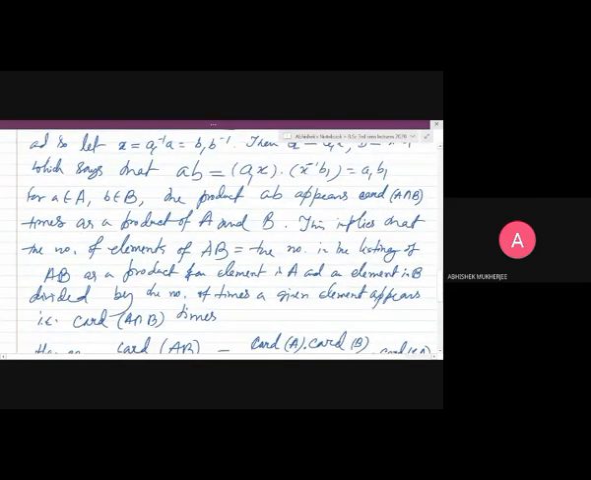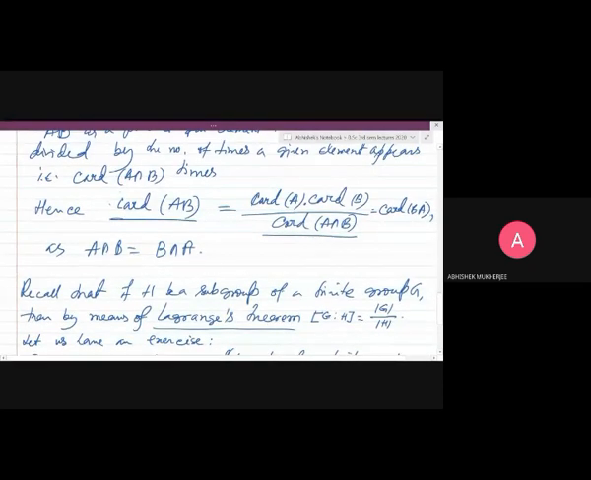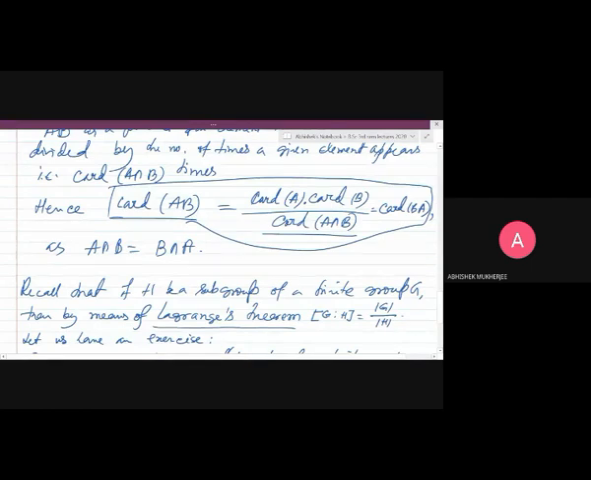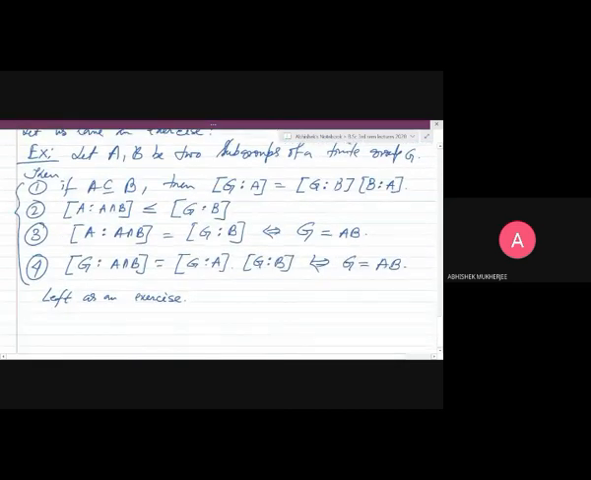That one, this one, yes, this result, this is a very important one. So using this counting theorem you can prove these four by means of Lagrange's theorem also.